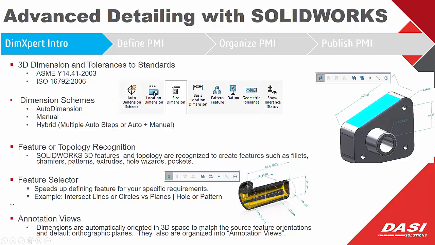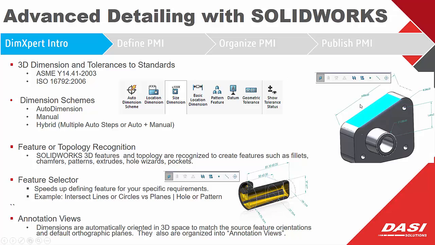As you can see, there's an auto dimension and manual dimensions. How the technology works is it looks at the topology, or the surfaces and edges of the model, and recognizes those as features such as fillets and chamfers. It can also take groups of fillets or groups of features and recognize those as patterns. To identify the features that you need for your requirements, there's also a feature selector. Whenever we select something inside of DimXpert, we can define that feature as a plane, or maybe as a fillet, a cylinder, or a conic.